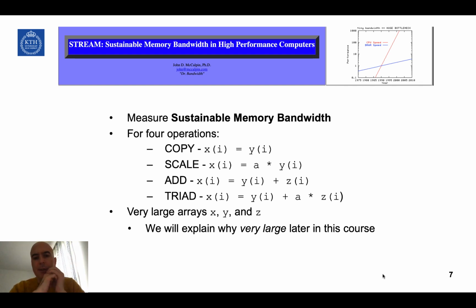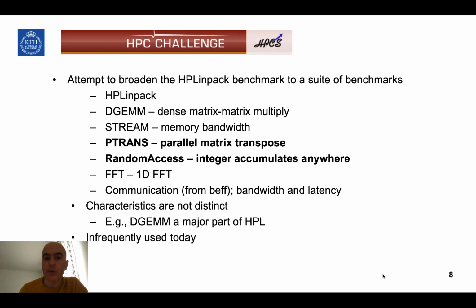So how big is the array that we are trying to copy, scale, add, or use in the triad kernel? They're typically very large. So the X, Y, and Z are large, and we will explain what very large means later in the course. You might already imagine that it is related to the different memories that are present in the supercomputer.